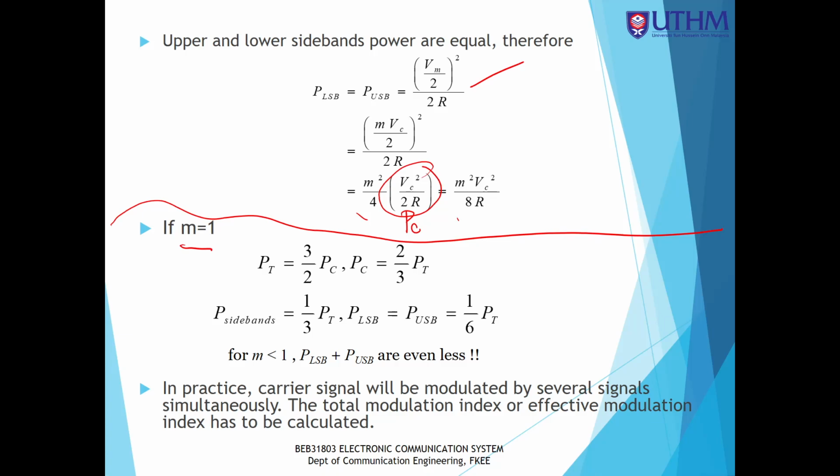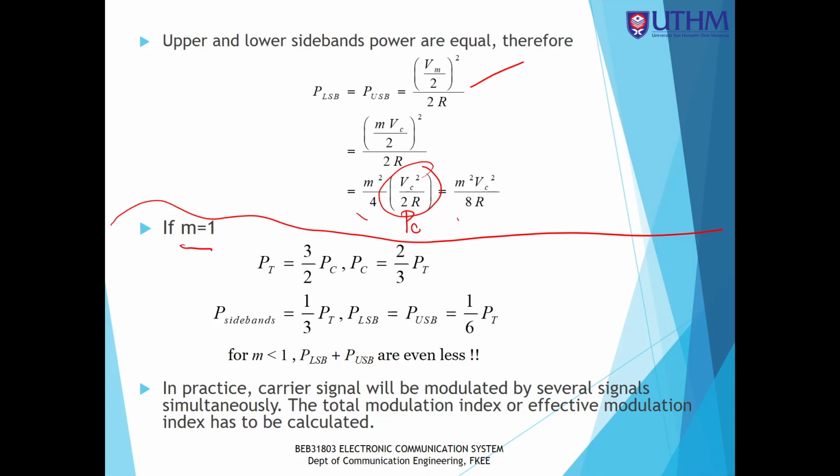So imagine during the non-ideal case. Non-ideal case is when m is less than 1. That means PLSB plus PUSB are even less than this.